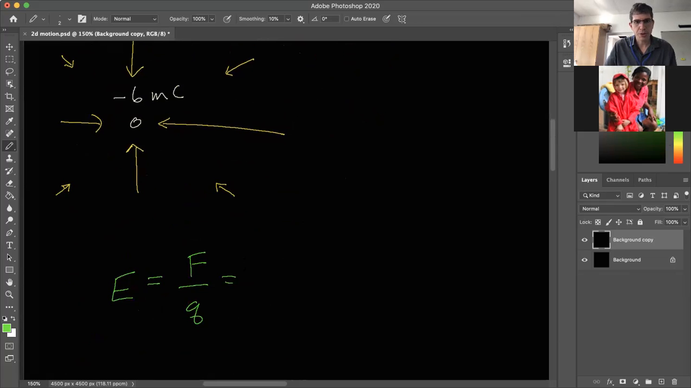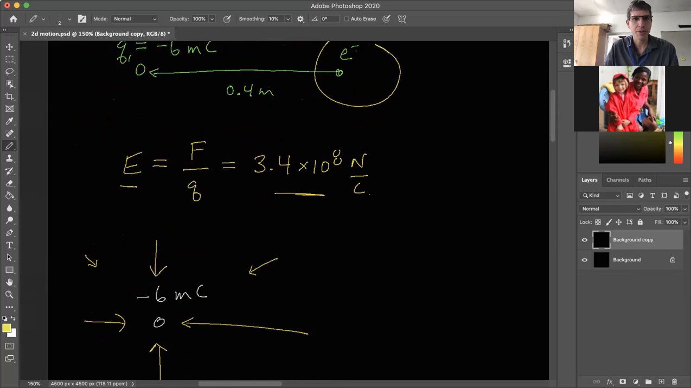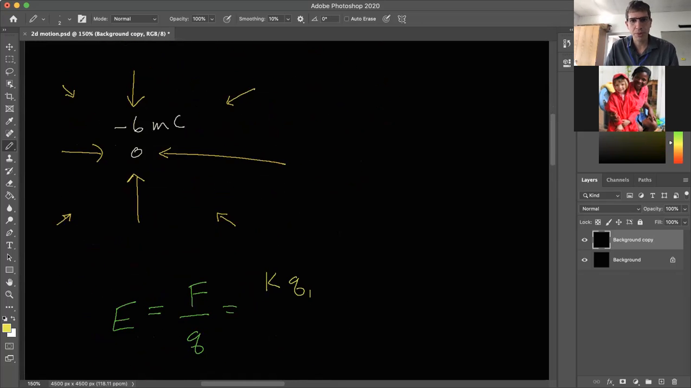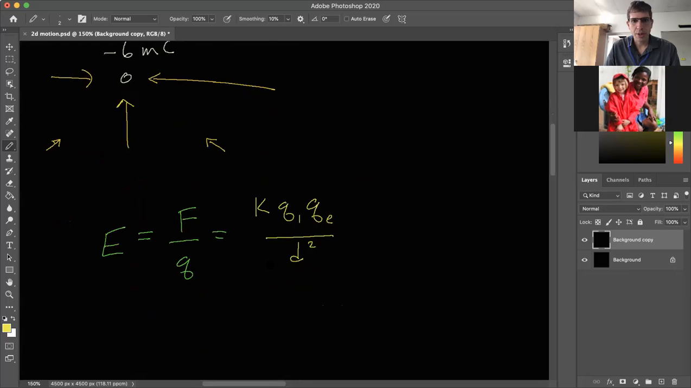So in this case, this term right here, the force is given by Coulomb's law, which is K. If we want to think of it like this, it would be that charge, let's call it Q1, that -6 millicoulombs, times the charge of the electron, divided by the distance between them squared, which they tell us. And if we want to ignore that the electron is there for right now, this charge right here is going to be the charge of the electron.